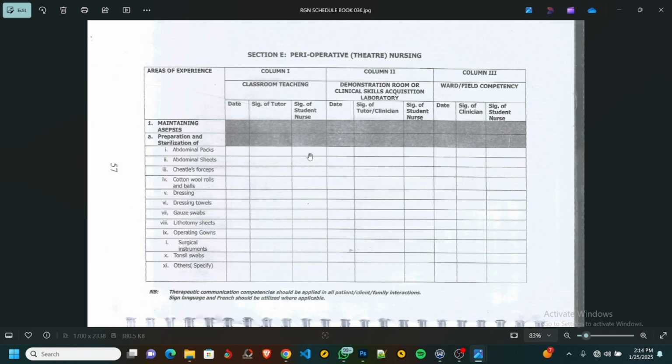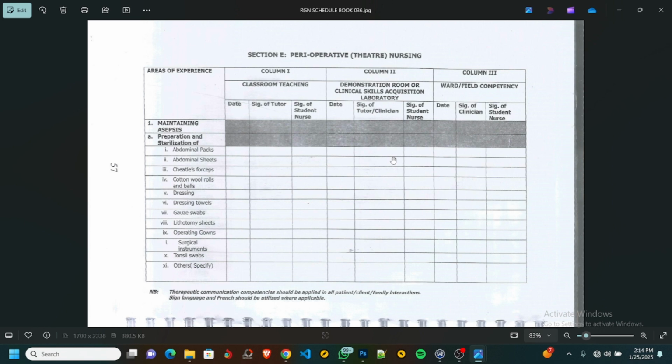Then you make sure you sign as a student, just as I mentioned earlier. Then the tutor also signs. And if you experience demonstration in the skills lab, just as it was mentioned, you also make sure the dates that you went through the demonstration, you write the date there under the demonstration column. Then you sign as a nursing student, and the clinician or the tutor who demonstrated for you also signs.